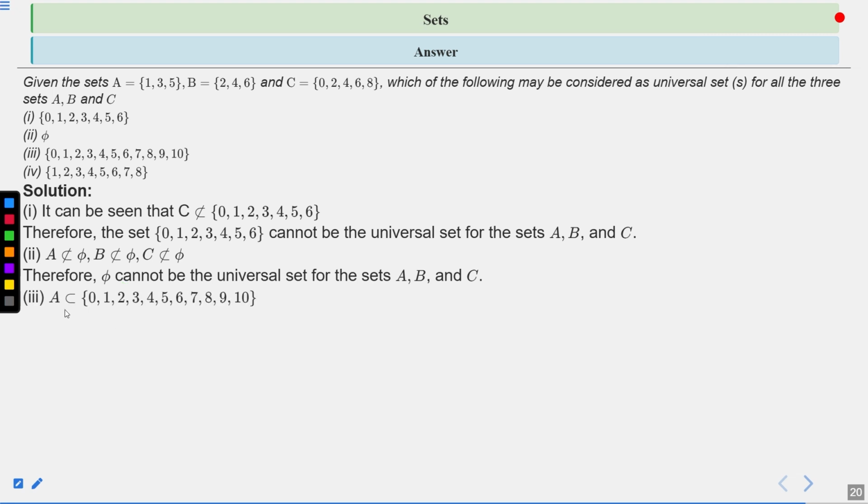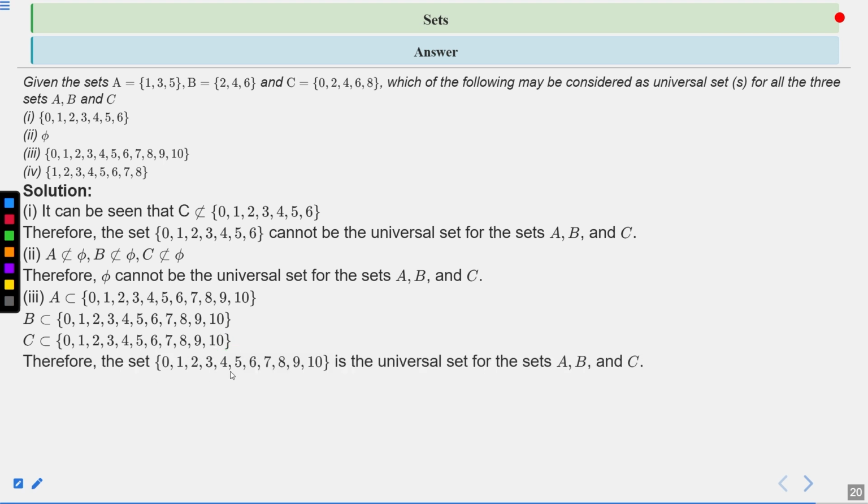For third, A is a subset of the given set, B also a subset of given set, and C also a subset of given set. So all these three are subset of the given set, or in other words, this set is your superset for these three subsets. So if you are having such case, then you can immediately answer that you have found a universal set. So this will be your universal set.